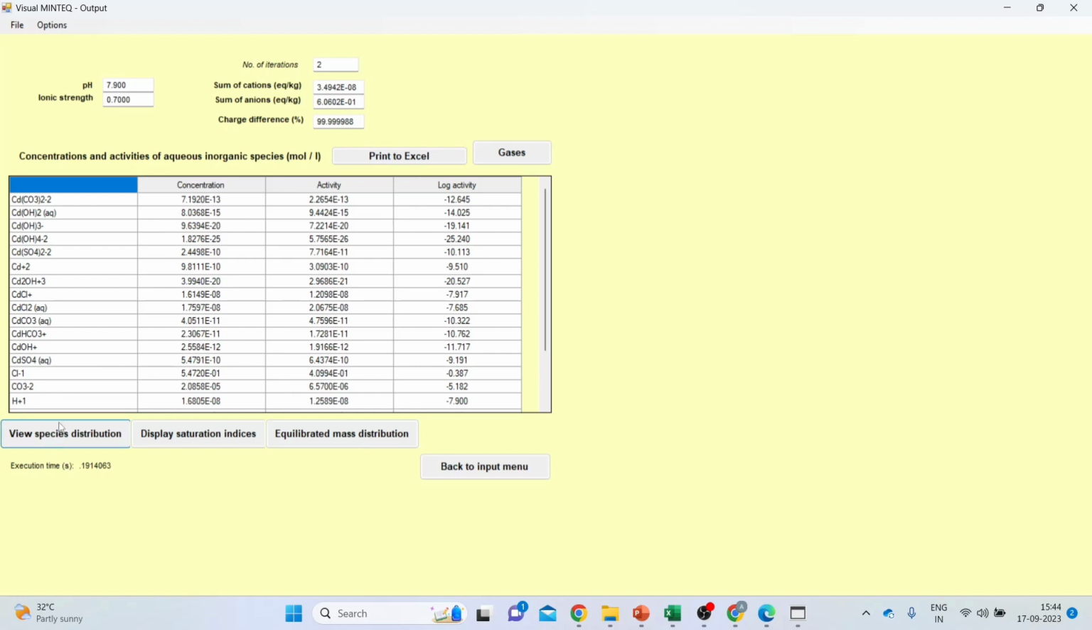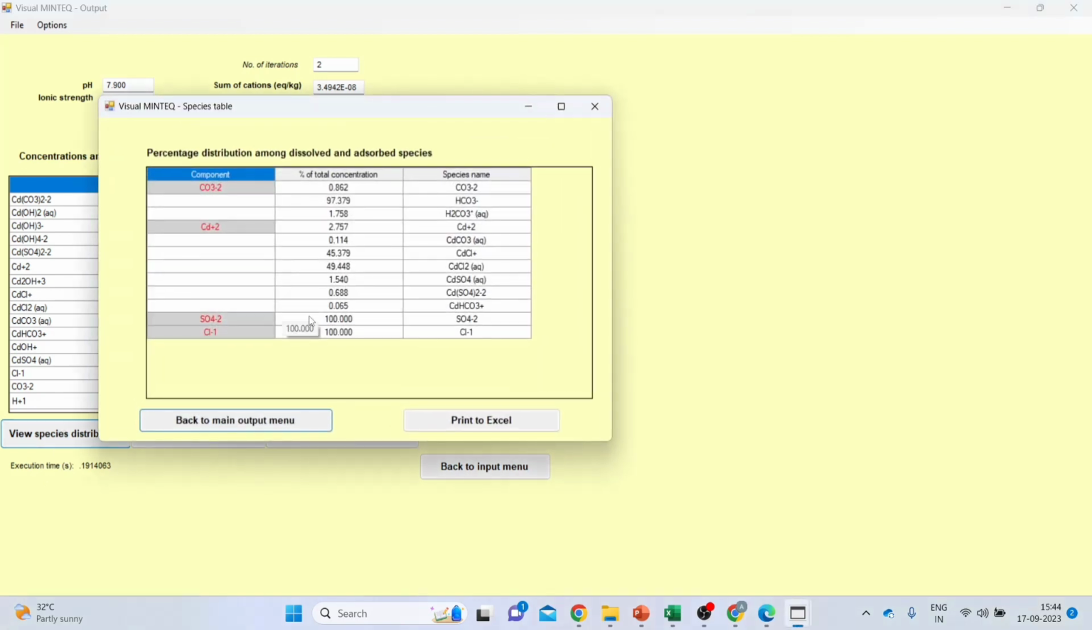So we will go to view species distribution. From here we can see the distribution for carbonate, for cadmium, sulfate and chloride. We can see that sulfate and chloride are 100% at the given pH. And we have to see the cadmium species. So we can see that CdCl2 aqueous is 49.448%, and this is the highest percentage of the cadmium species. So CdCl2 is the dominant one, and next to CdCl2, CdCl+ is the dominant species.